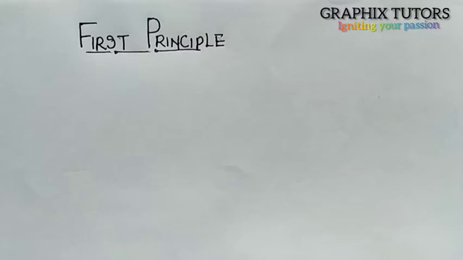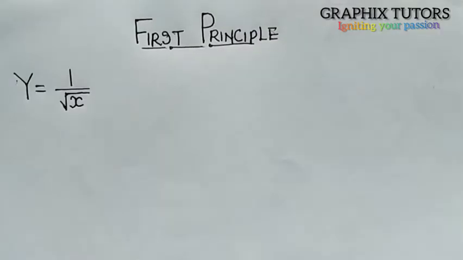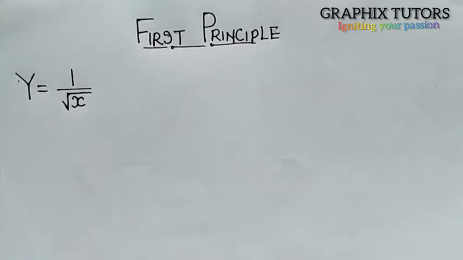Today we want to analyze another question on first principle in differentiation. Now the question goes like this: y is equal to 1 over root x. Now I want you to understand this. I told you about first principle. We are going to add the increment to the variable y and the increment of the variable x, right?